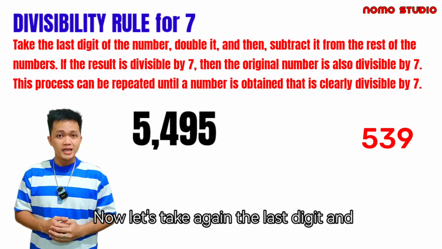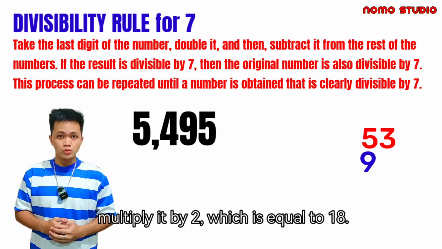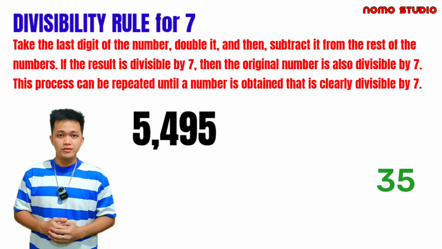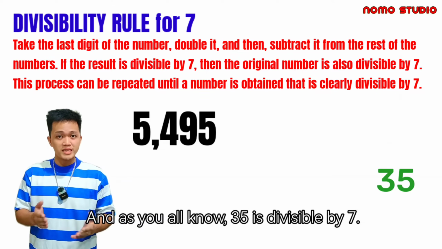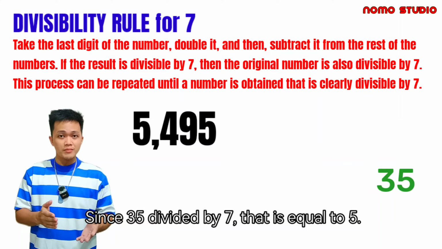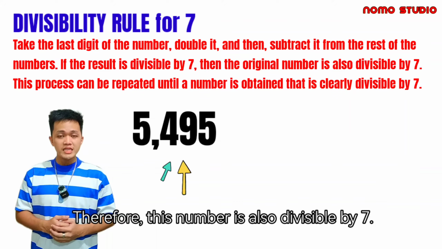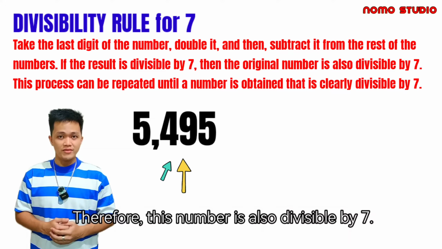Now, let's take again the last digit and multiply it by 2, which is equal to 18. Then, subtract this number from 53, and that is equal to 35. And as we all know, 35 is divisible by 7, since 35 divided by 7 is equal to 5. Therefore, this number is also divisible by 7.